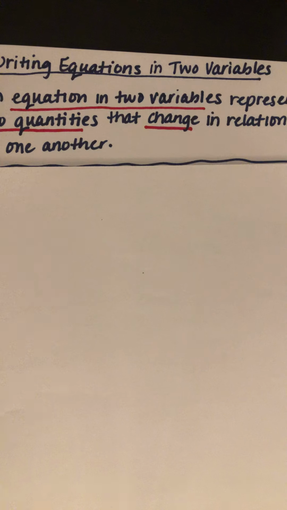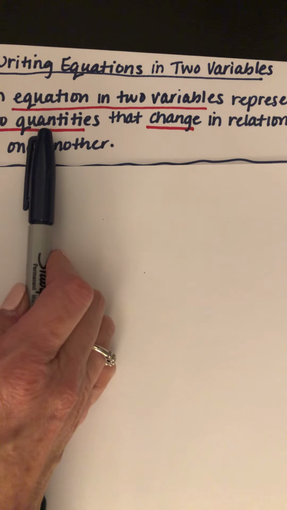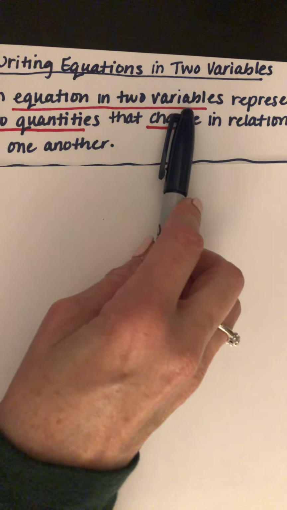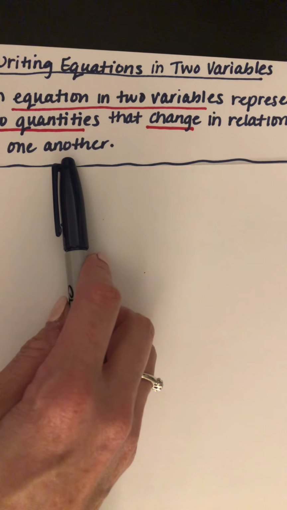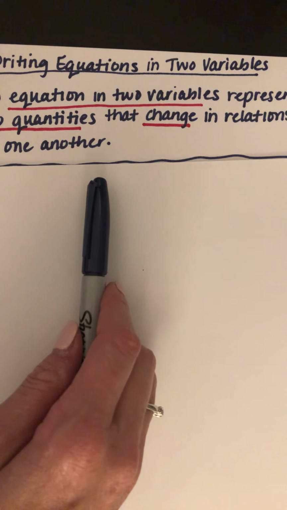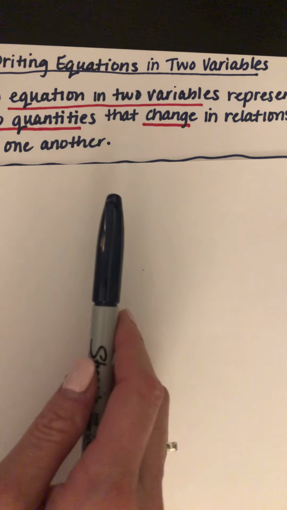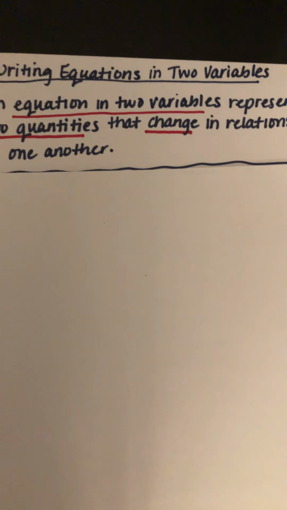An equation that has two variables represents two quantities. So before we had one variable which represented one value. Now we're going to have two variables that have two values that change in relationship with one another. So what that means is if one changes, then the other value will change. But if the one value doesn't change, then the other value doesn't change. So they're all in relationship with each other. Make sure you pause at any time to get all of these notes.